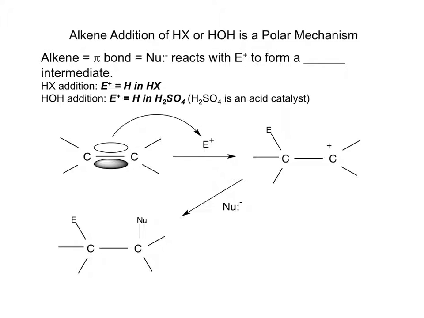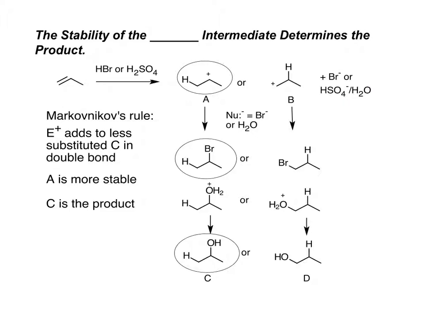Alkene addition reactions are polar reactions, so let's take a look at a general alkene addition reaction. Stop the video and fill in this blank. And the answer is, when propylene reacts with an acid, either HBr or H2SO4, carbocation A or carbocation B can form. So stop the video and fill in this blank. And the answer is, the stability of the intermediate determines the product. This is known as Markovnikov's rule.